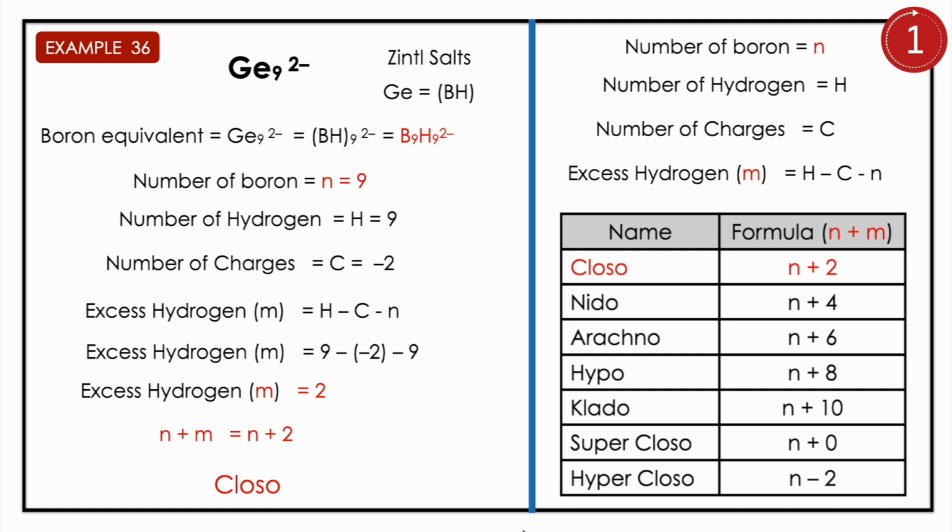So the compound becomes simple boron. So we can apply Wade's rule here. The first step will be counting the boron. There are 9 borons.